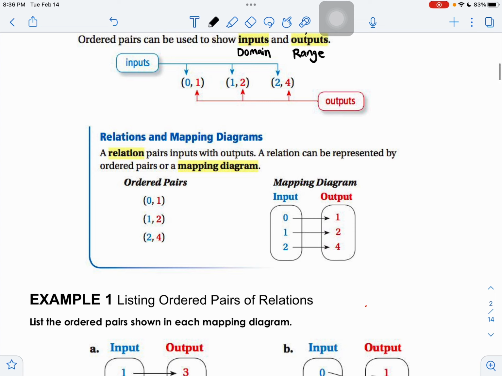When we are looking at a relation, we can represent a relation using ordered pairs or a mapping diagram. The difference between an ordered pair and a mapping diagram is that the mapping diagram lists the inputs in one box and the outputs in a second one, and the inputs and outputs are connected with arrows. If there was an input or output that was repeated, we wouldn't write it twice, we would just draw a second arrow.